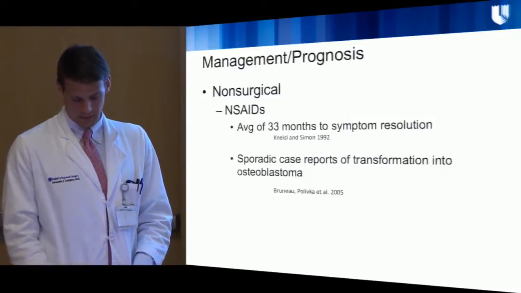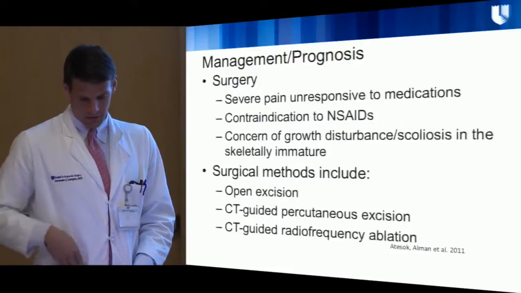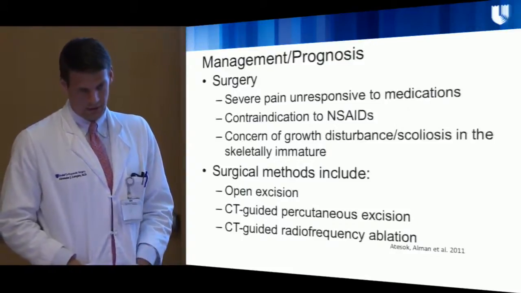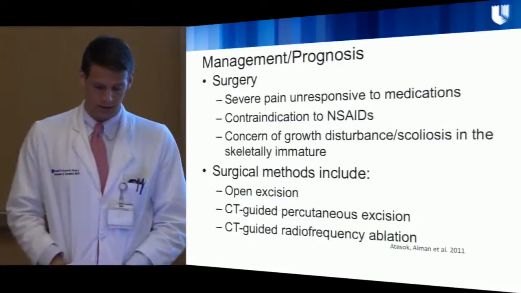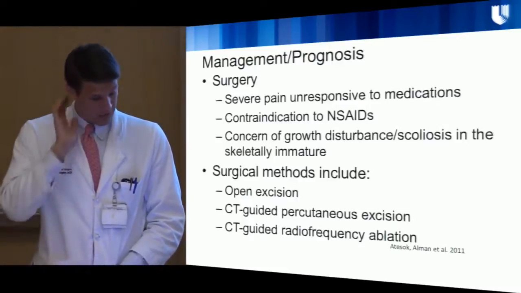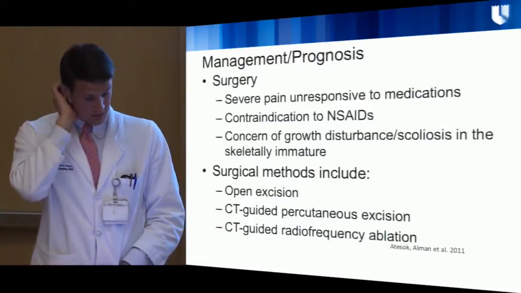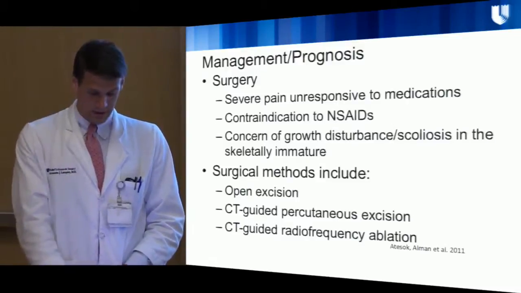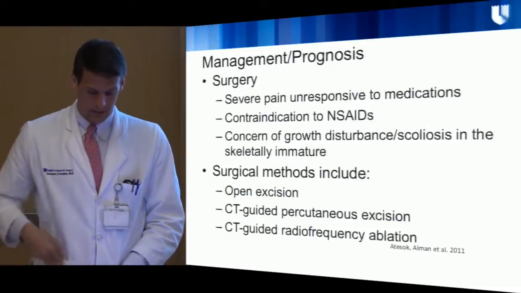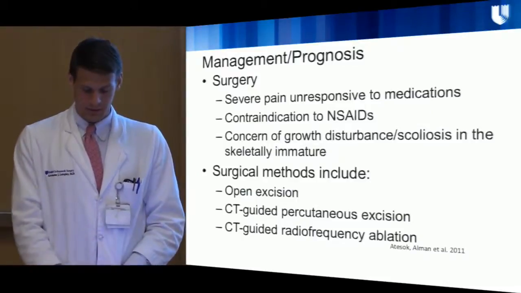That's, I think, debatable. So surgical management really is for severe pain unresponsive to medications, or if they have a contraindication to NSAIDs, or if you have a concern for growth disturbance or scoliosis in the skeletally immature. Surgical methods include open excision, a CT-guided percutaneous excision, or a CT-guided radiofrequency ablation.